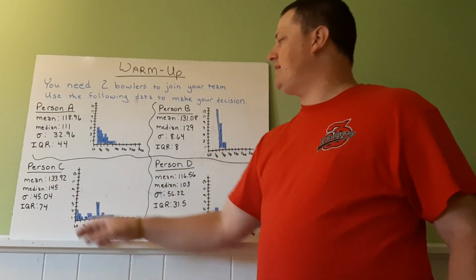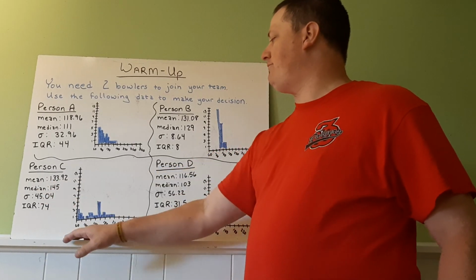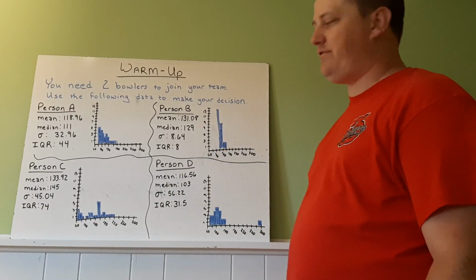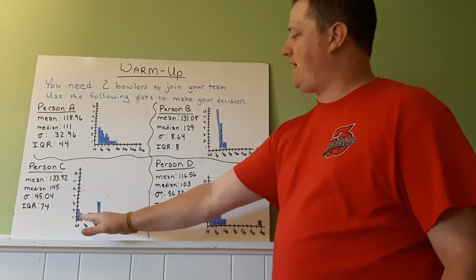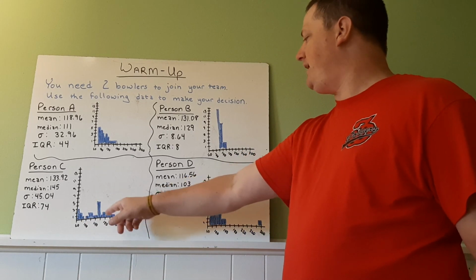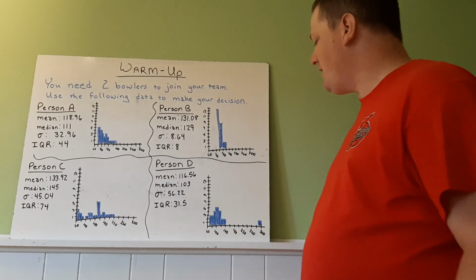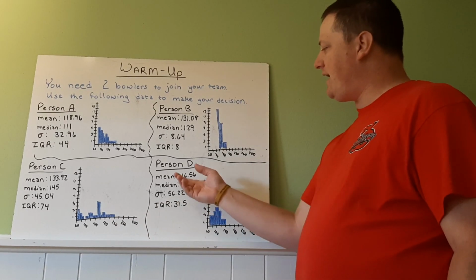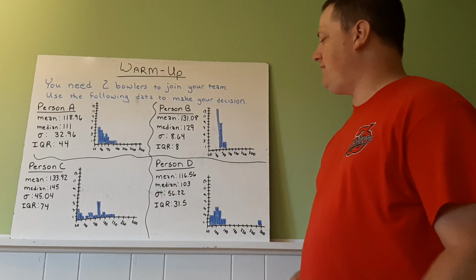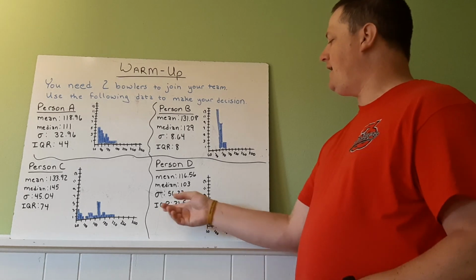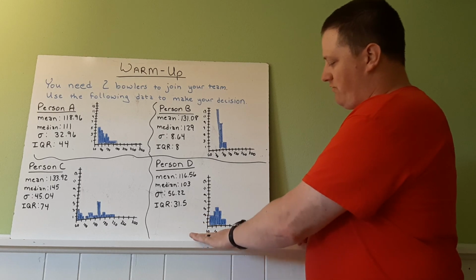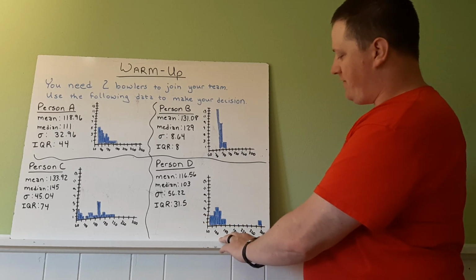Person C, the mean is 133.92, median 145, standard deviation of 45.04, and an IQR of 74. Notice how this one is kind of spread out. We have some low, it gets a little bit higher and hits a peak here, and then trails off to these top ends. Person D has a mean of 116.56, a median of 103, standard deviation of 56.22, and an IQR of 31.5. Notice in this one, most of the data is over to the left, and we have a little bit of data to the right here.